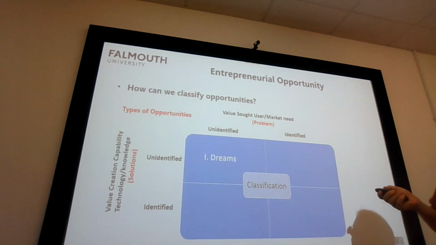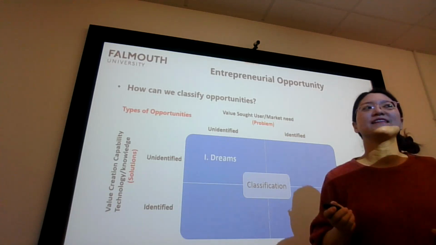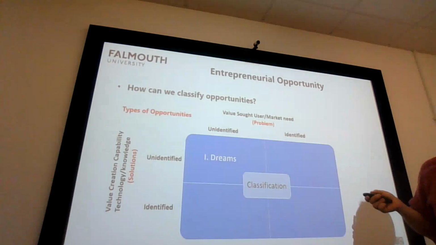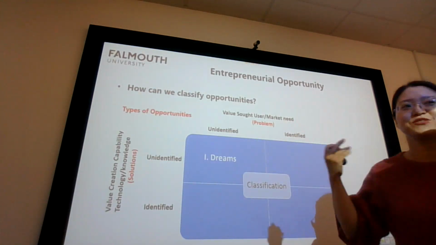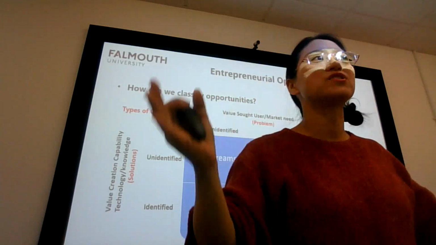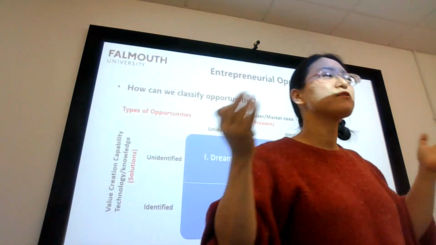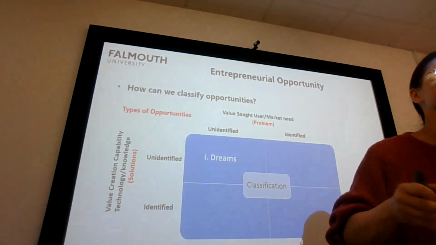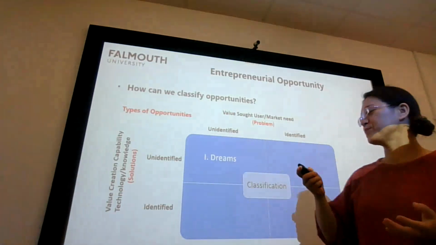The first one: the problem is unidentified, and we also don't know the solution. In this quadrant, we call it dream, because we are still dreaming. We don't know the problem. We don't know the solution. There is a lot of possibility, and we can't focus on only a specific one. So we are still doing the research, still dreaming.